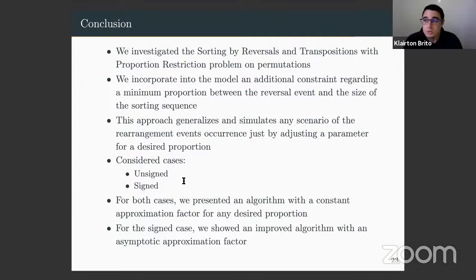And in this study, we considered the unsigned and the signed case. For both cases, we presented an approximation algorithm with a constant approximation factor. And besides, for the signed case, we showed how to obtain an improved asymptotic approximation algorithm.